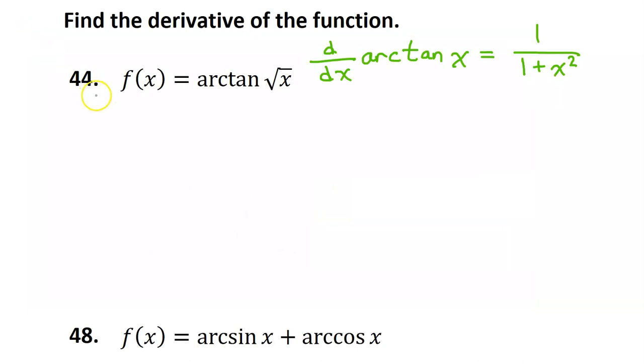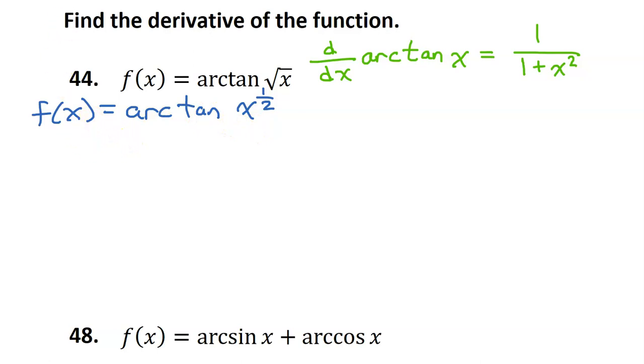I see that problem number 44 involves arctangent. So let's remember that the derivative of arctangent is 1 over 1 plus x squared. Before I take the derivative, I'm going to rewrite the original function slightly. The square root of x is the same thing as x to the 1/2 power. That'll make it a little bit easier to take the derivative later.